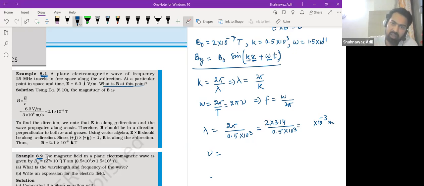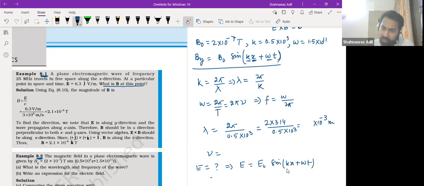Yeah, and in the next part, B, we have to find E. So this would be E naught sine of kx plus omega t, because the phases are the same in electromagnetic waves. So we have to find E naught, and you guys can calculate E naught. Okay, so Mean has joined. I will stop here, and you guys please do this calculation at home.